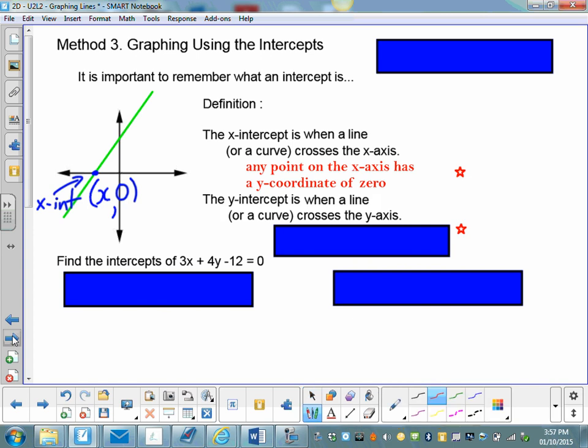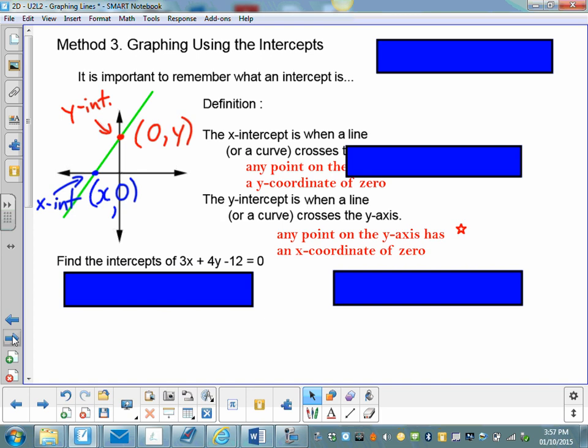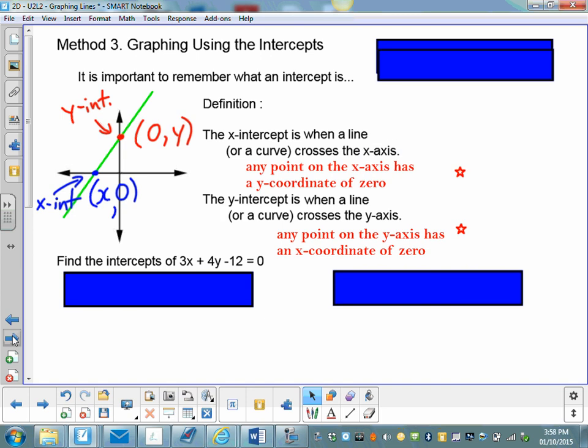And the y-intercept is when a line or curve crosses the y-axis. So this point here is my y-intercept. And the coordinates of that point are 0, y. So just like the x-intercept, any point on the y-axis has an x-coordinate of 0. So it's 0 and then whatever the y value is.